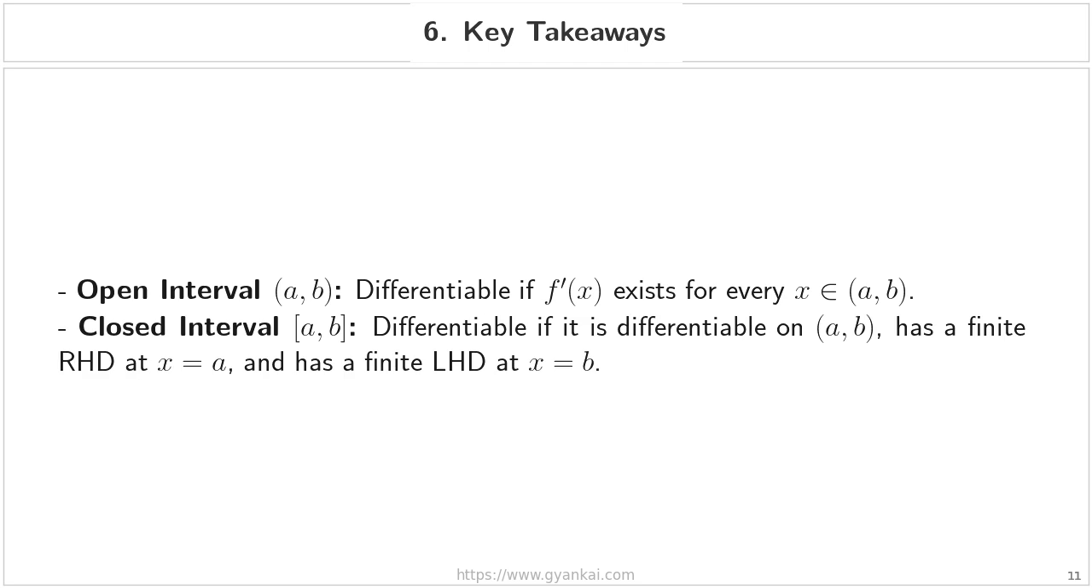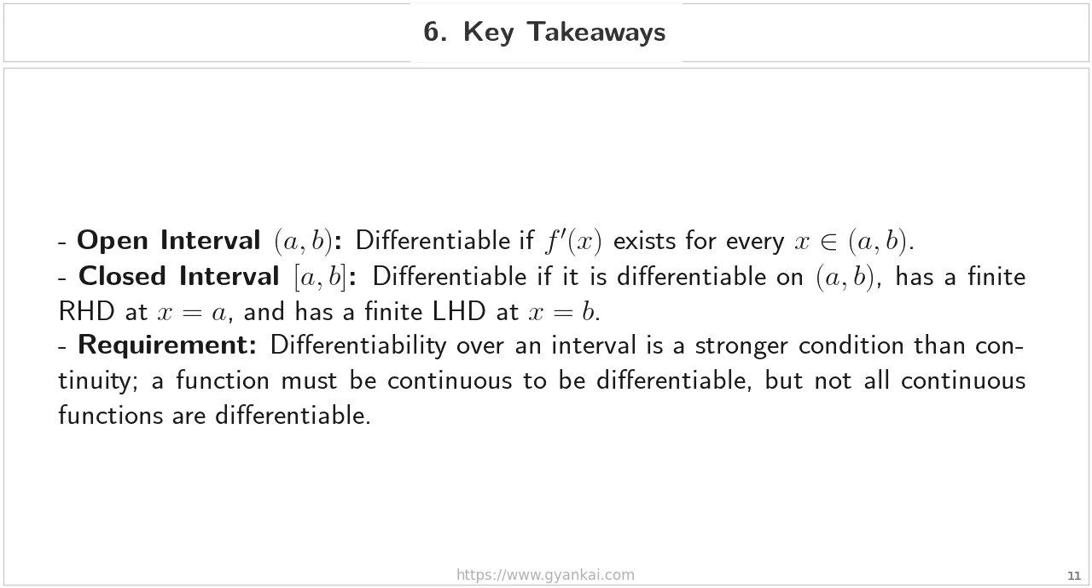Next, for a closed interval, denoted as square brackets a comma b, the criteria are more comprehensive. As we demonstrated in our step-by-step example with x squared, the function must satisfy 3 conditions. It must be differentiable on the open interval, it must have a finite right-hand derivative at x equals a, and it must have a finite left-hand derivative at x equals b. This ensures the function is smooth not only in the middle, but also as it starts and ends.